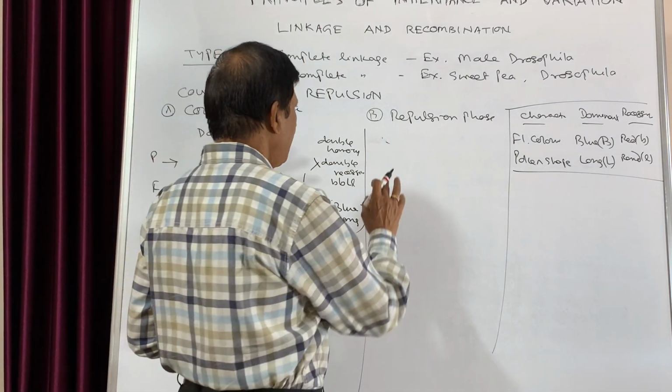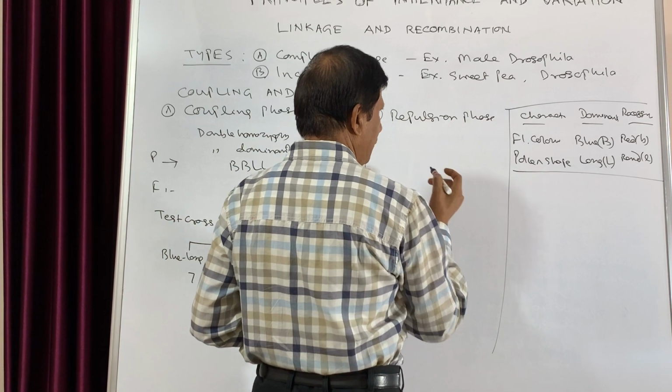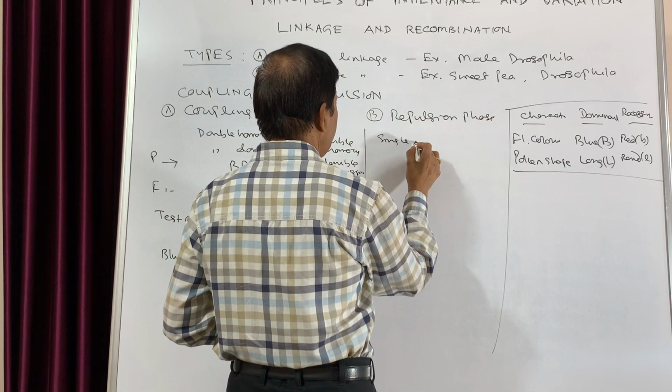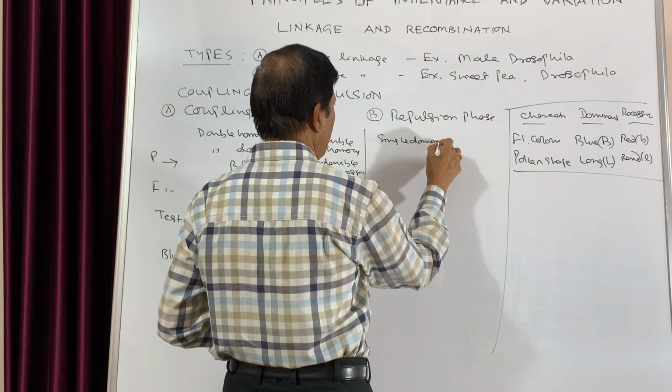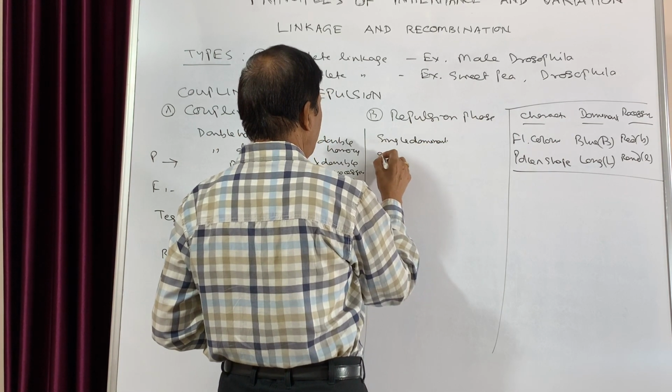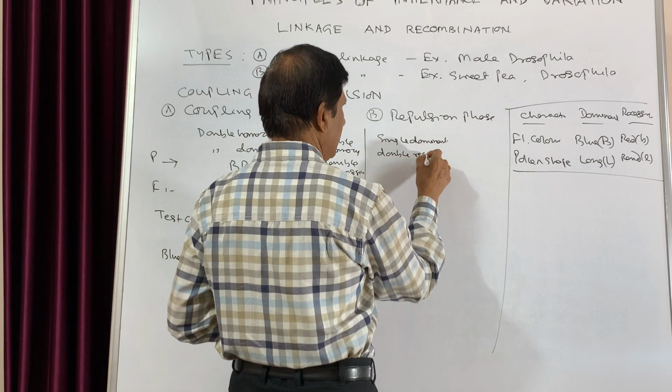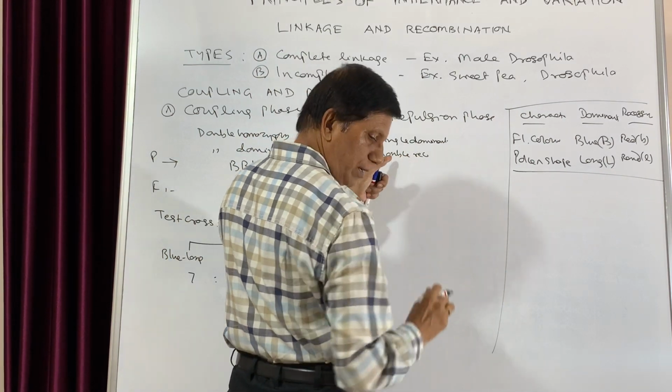In case of the repulsion phase, he took single dominant and double recessive, single dominant and double homozygous.